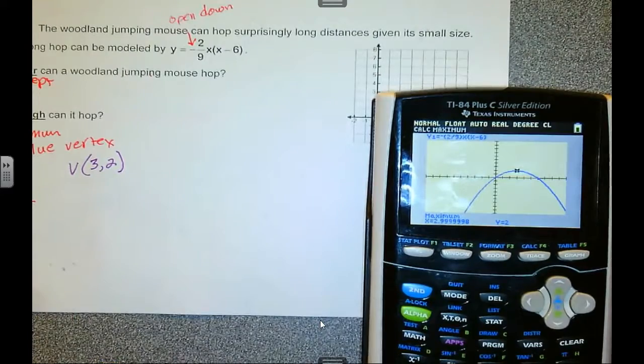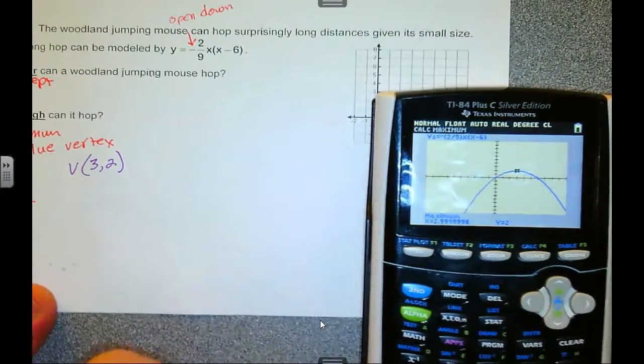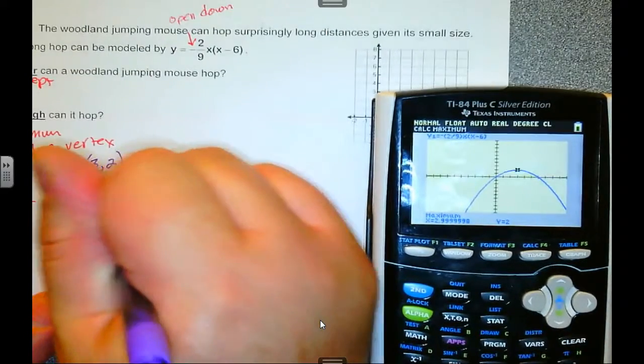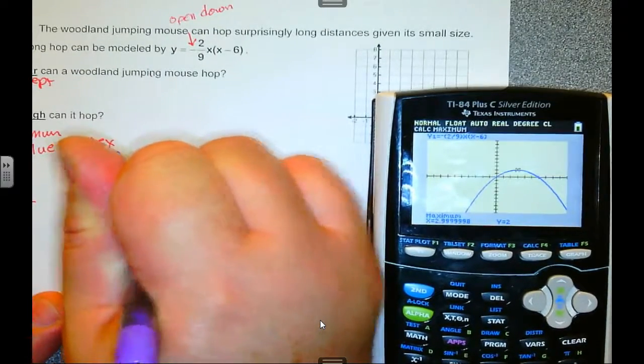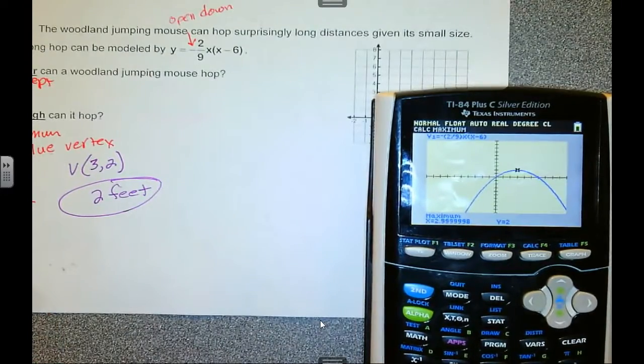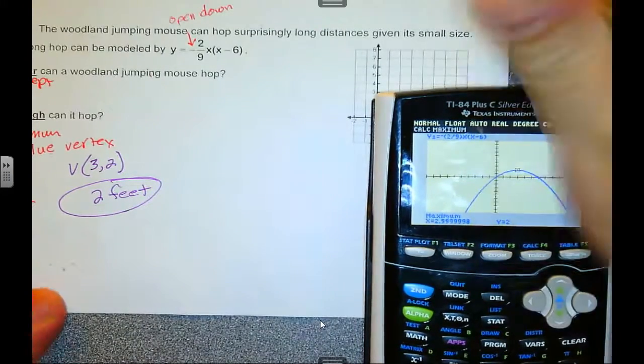Okay, so how high is this guy going to jump? I'm assuming it's feet. 2 feet. Okay, y value of the vertex. That's my maximum.